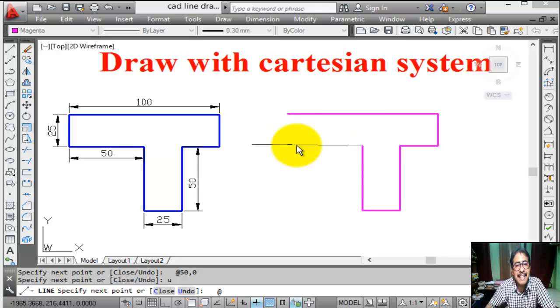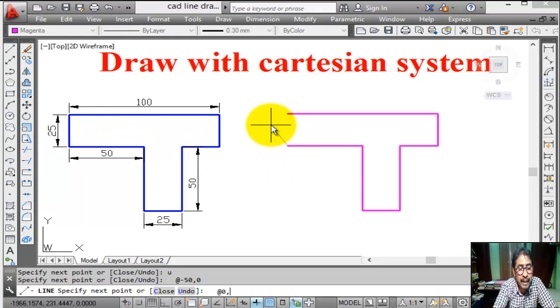Next point, coordinate @ in this side x is minus 50, so @ minus 50, 0. Okay. Next, @ this is 25, x0, y 25, enter. Next, again enter. Okay.